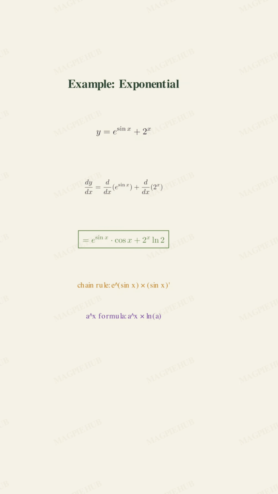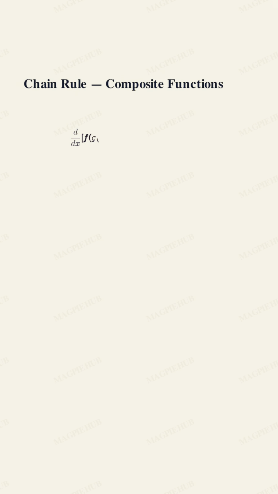Example. Differentiate y equals e to the sin x plus 2 to the x. For e to the sin x, apply chain rule, e to the sin x times derivative of sin x, which is cosine x. For 2 to the x, use the a to the x formula, 2 to the x times natural log of 2. Final answer, e to the sin x times cosine x, plus 2 to the x times ln 2.